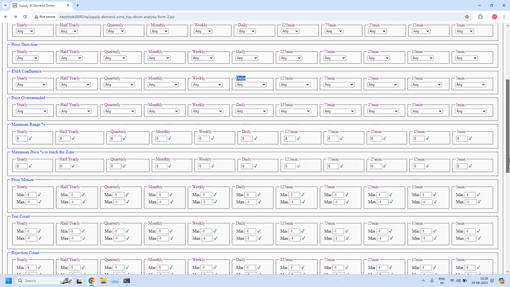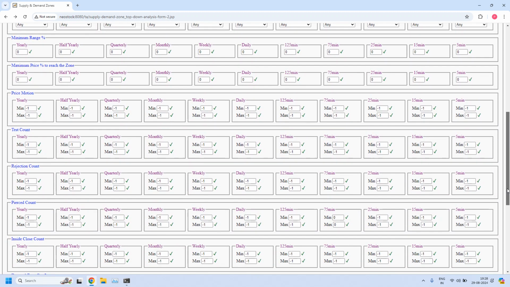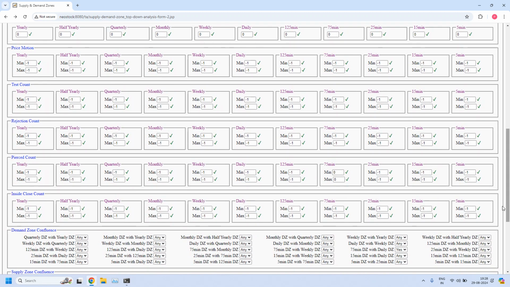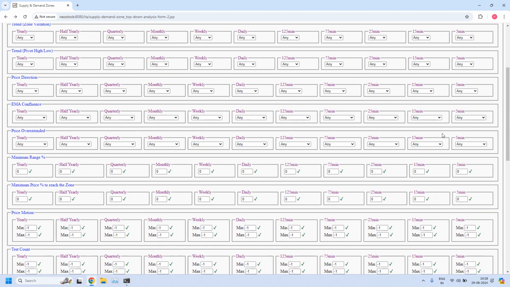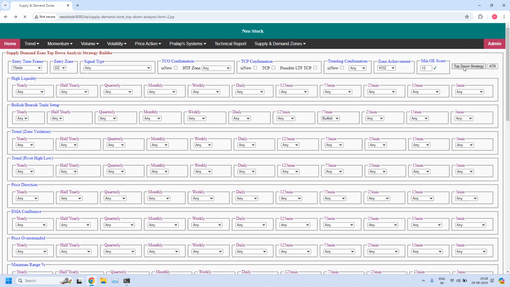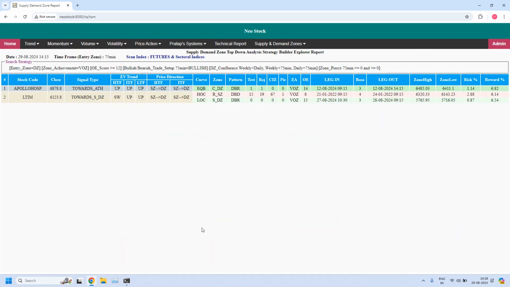The original filter list is 15. Out of those 15 stocks, how many of these stocks are having LTF, ITF and HTF? Already 75 minutes demand zone with daily confluence is enabled. Now with HTF confluence 75 and weekly is also enabled. And a daily, that is ITF zone, and a HTF zone, that is a daily, weekly is also enabled. With all the three filters, let's verify how many will filter from the 15 stocks. Only 2 stocks.